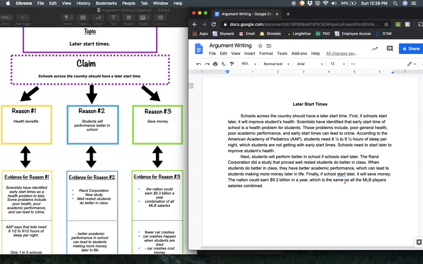One thing I want to note, though, I did have a little bit of a typo here. Something's not making sense. So finally, if schools starts, okay, I think I should say if schools start later. Okay, that fixed it. Very good.